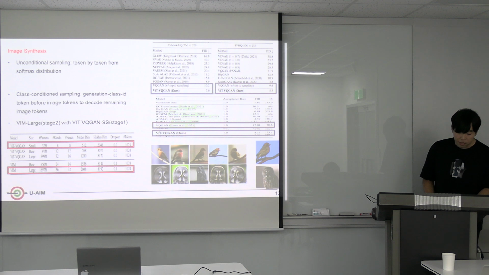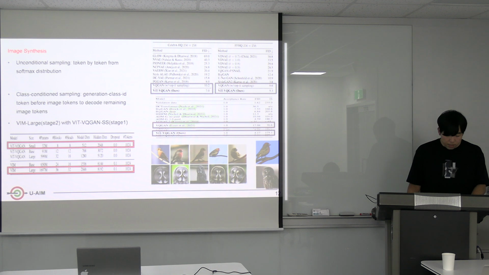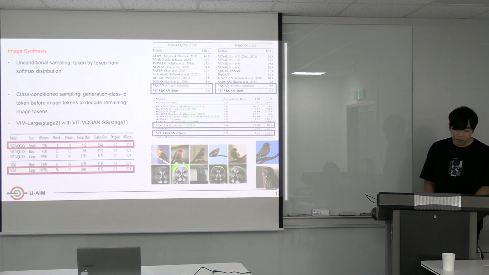The first table compares unconditional sampling with VQGAN against other methods using CelebA-HQ and FFHQ. The second table shows unconditional sampling results with a better Fréchet Inception Distance and increased Inception Score. These are a small encoder-decoder with VQGAN and a large-sized ViM.